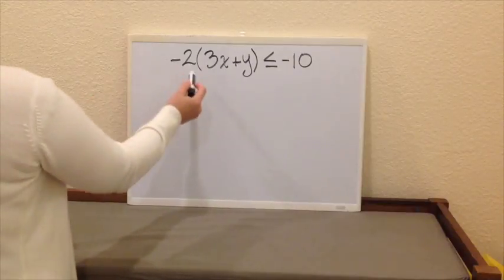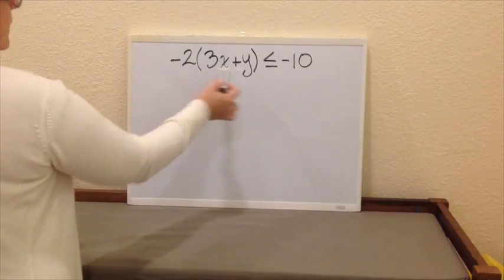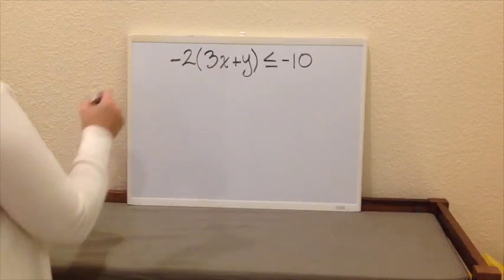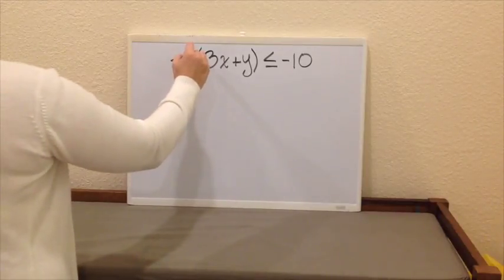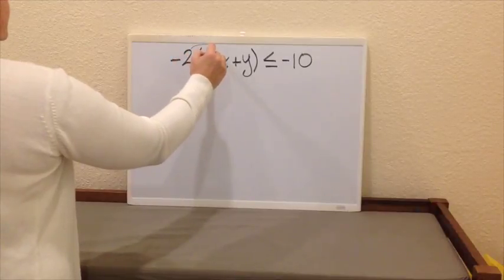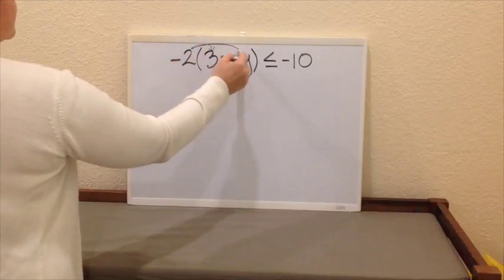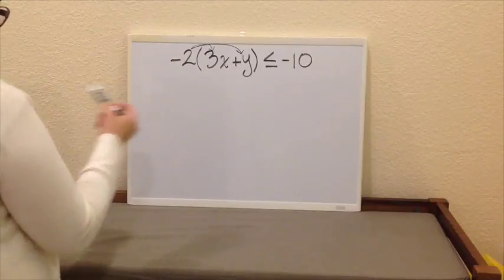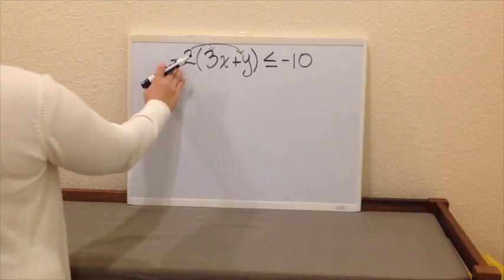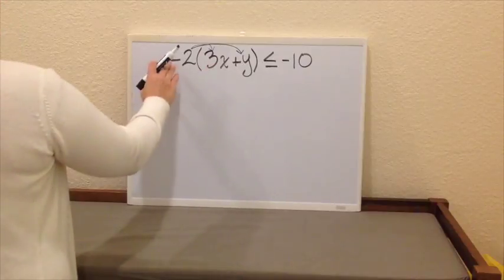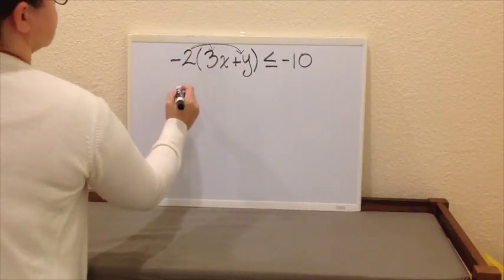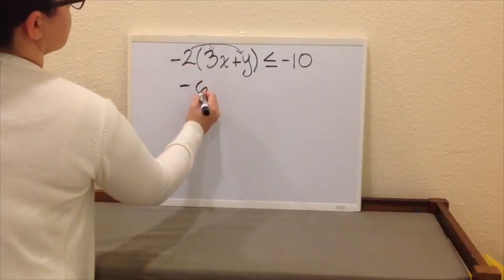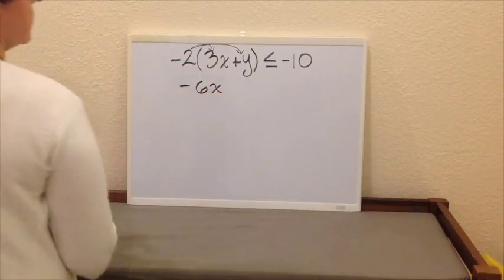So remember, when you have any number of terms inside of the parentheses and outside we have a number, we have to apply the distributive property, which means that this number, in this case a negative 2, is going to multiply each one of the terms inside of the parentheses. So after I do that, I have negative 2 times 3x. Negative times a positive equals a negative. 2 times 3 equals 6, and we just bring down the x.